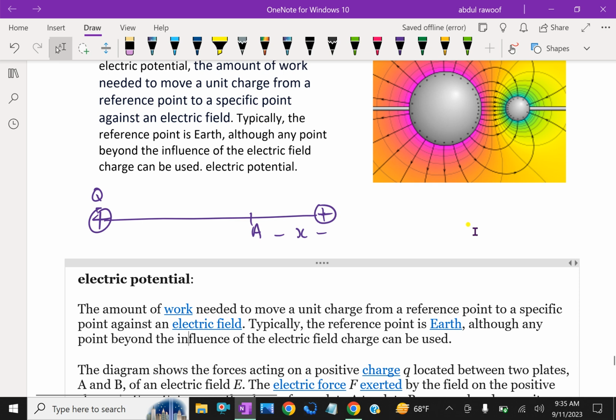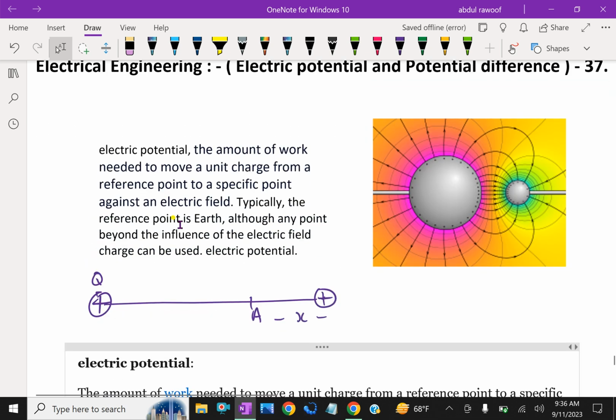As x is brought nearer to Q, a force of repulsion acts on it, because positive and positive repel each other. Hence, work or energy is required to bring it to a point in the electric field. Hence, at a point A, the charge x has some amount of electric potential energy.